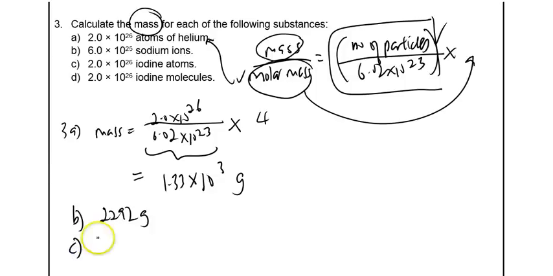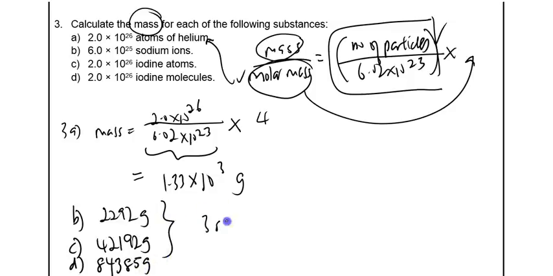3c you should have 42192 grams, and d you should get 84385 grams. Remember to round these three numbers into 3SF.